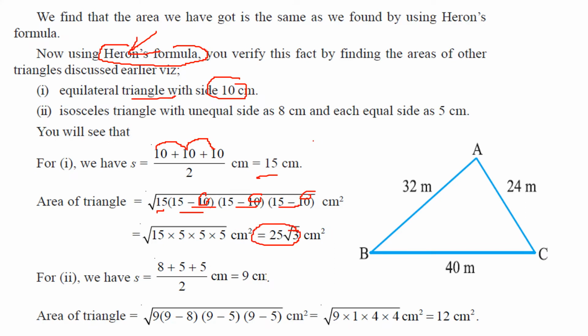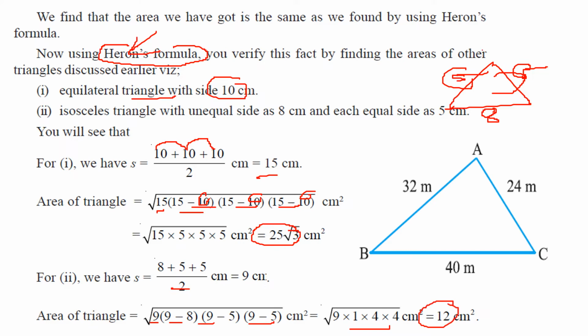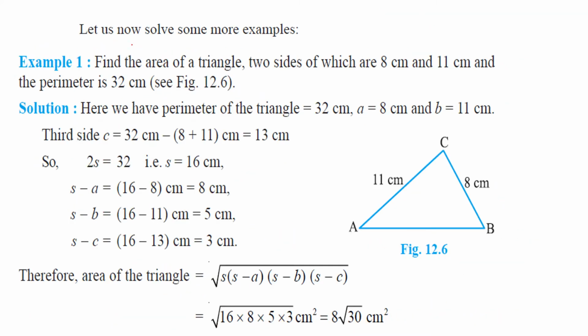In this case, if you have an isosceles triangle, with two sides 5 and one side 8, two sides equal, one side unequal, just use the formula 8 plus 5 plus 5 by 2, that is S, and take the area of the triangle as the square root of S minus A, S minus B, S minus C, which will be equal to 12. Let us now take some examples and solve them.